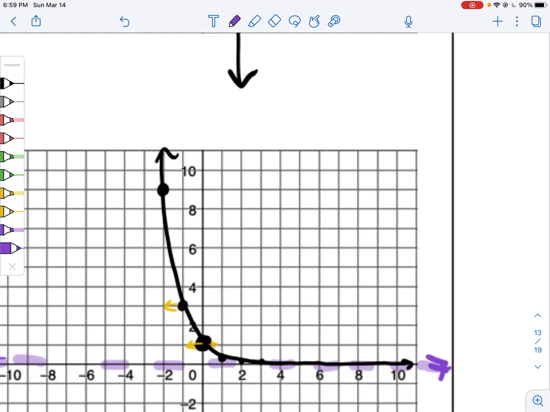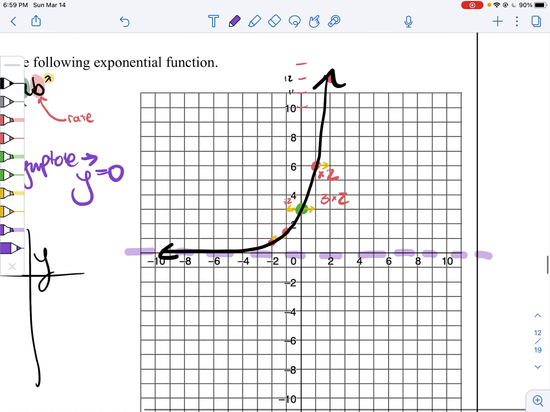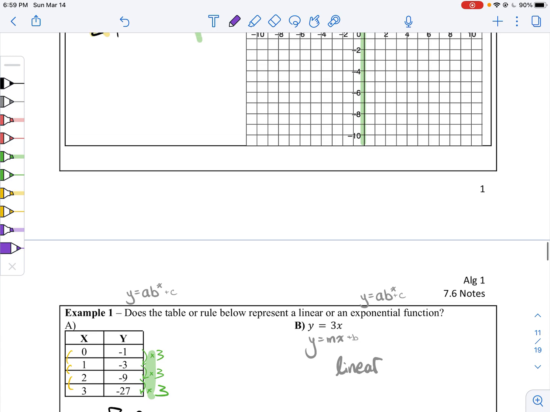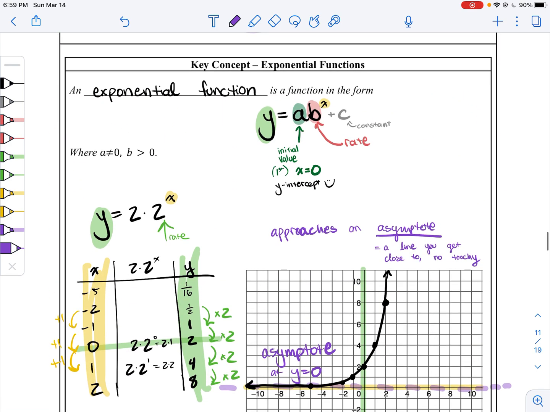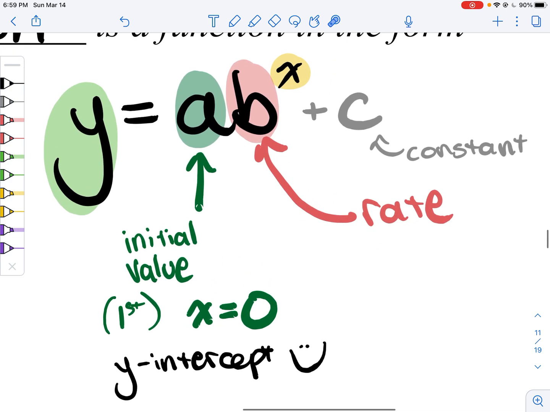So decay, growth, but that's a negative growth, and then positive growth. Okay, so there you have it. Exponential functions are functions in which x is functioning, no pun intended, as an exponent. They're either growth or decay, and I hope you grow a lot and have fun on your homework.